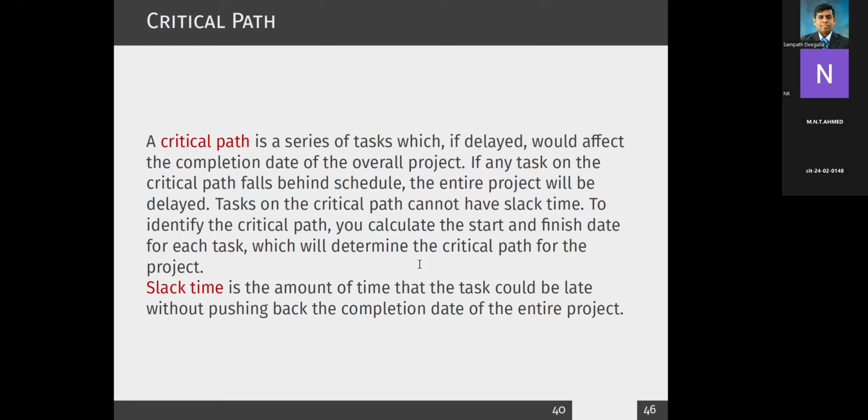Sometimes some of the events can have some time where you can actually make adjustments. Then this is called slack time. The slack time means the amount of time the task could be late without pushing back the completion date. So that means sometimes you have some gaps and you can identify them. And this is called slack time.